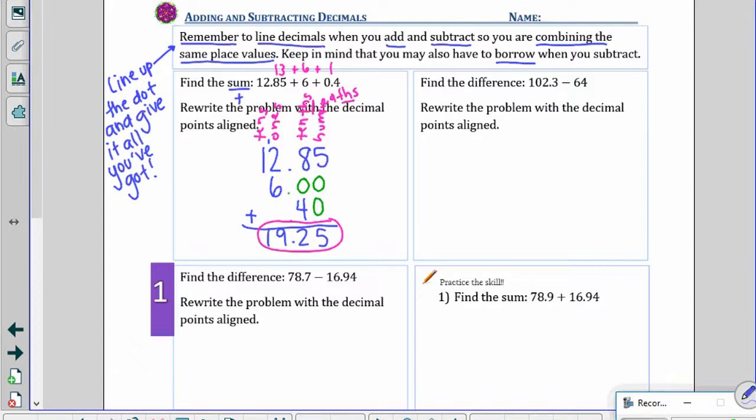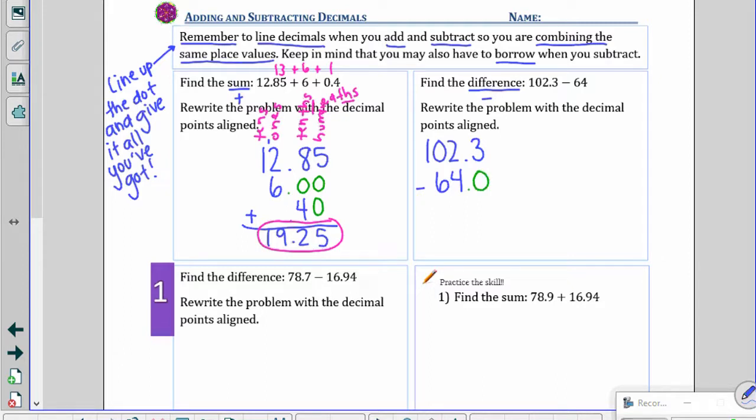Our next problem asks us to find the difference between 102 and 3/10 and 64. Now when we see difference, that's asking us to solve a subtraction problem. So we have 102 and 3/10, and from that we are going to subtract 64. Just like our previous problem, I'm going to add in some placeholders here just so that I can keep things nice and clean.